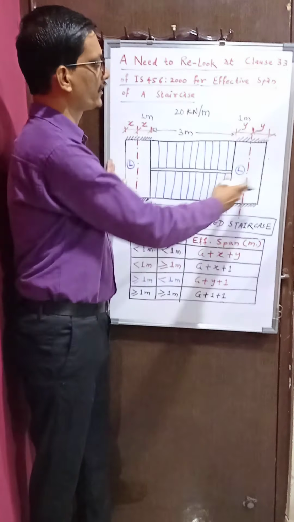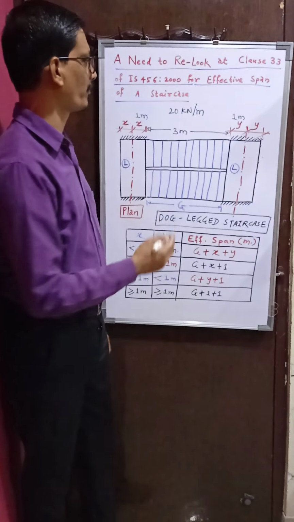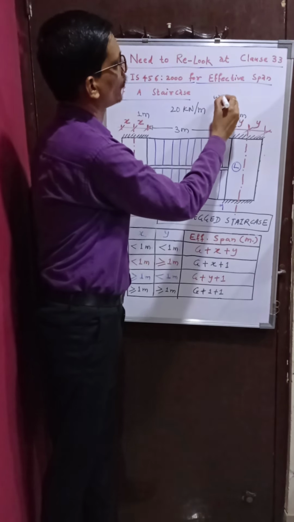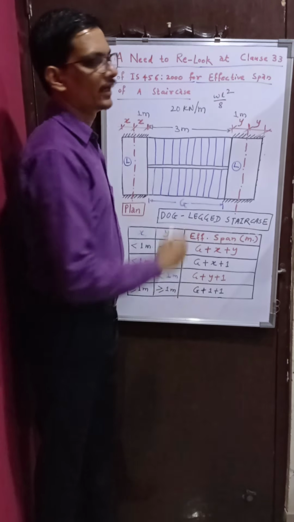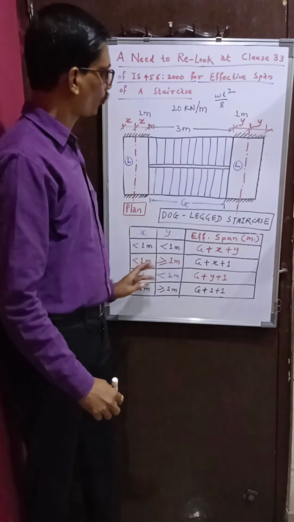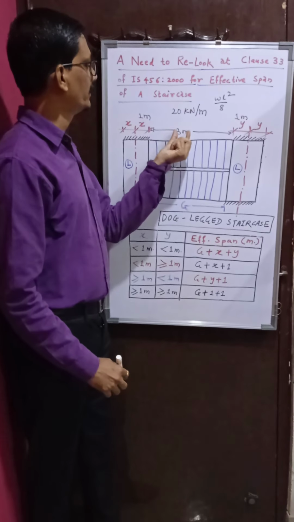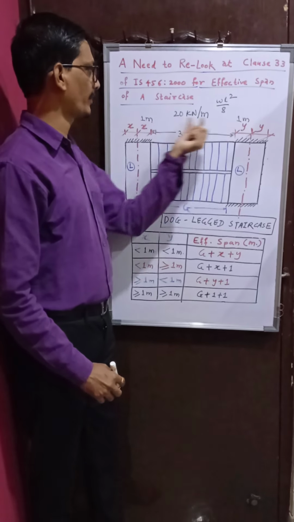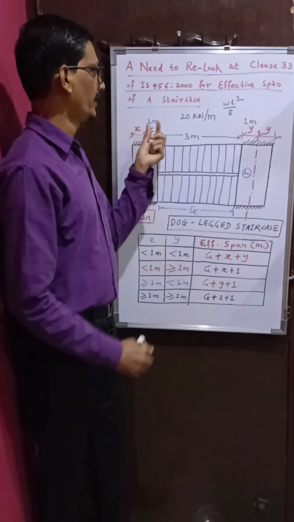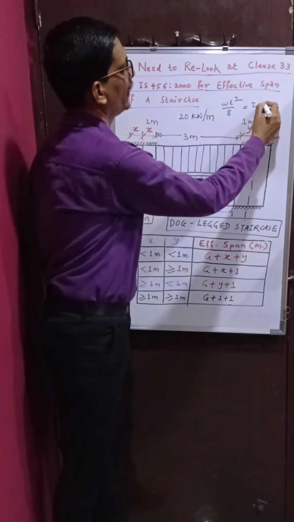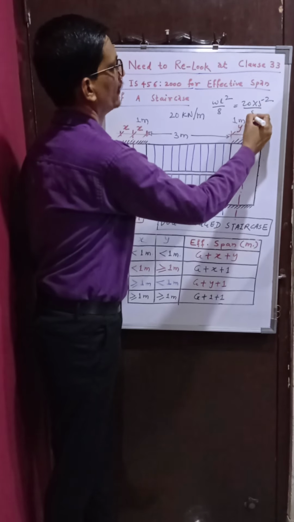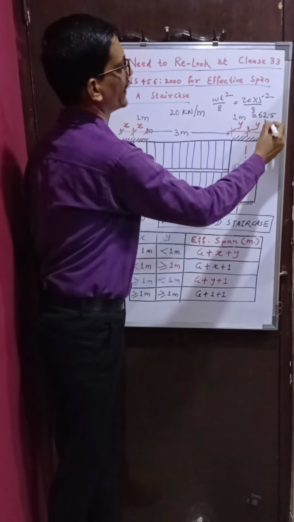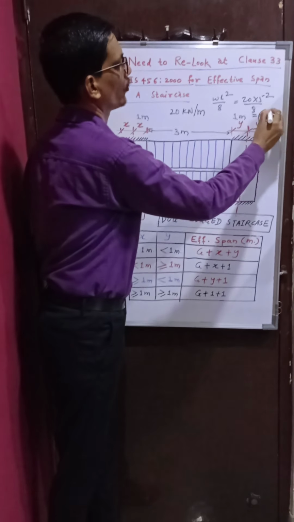Now for this simply supported element, we know from strength of materials that the maximum bending moment occurring at the center is WL square by 8. Therefore, as per the IS code approach, my effective length will be 3 plus x plus y, that is 3 plus 1 plus 1, that is 5. If I take 20 into 5 square by 8, the bending moment works out to be 62.5 kilonewton meter.